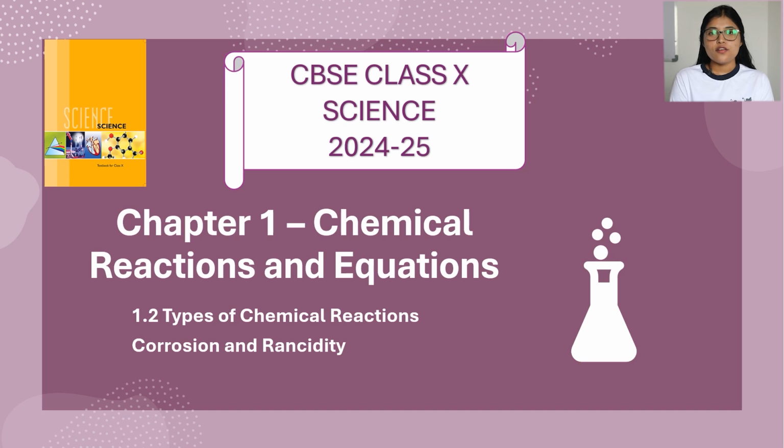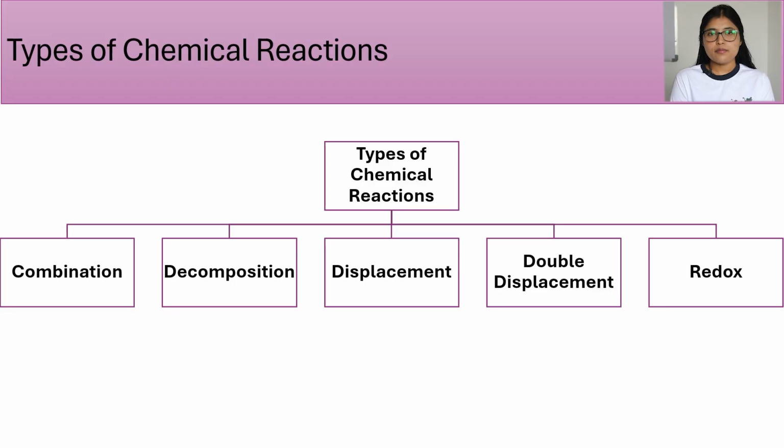In this video, we will be covering part 1.2 of chapter 1, chemical reactions and equations. We will learn different types of chemical reactions and also corrosion and rancidity concepts. Different types of chemical reactions that are in our syllabus include combination reaction, decomposition reaction, displacement and double displacement reactions, as well as redox or reduction oxidation reactions.